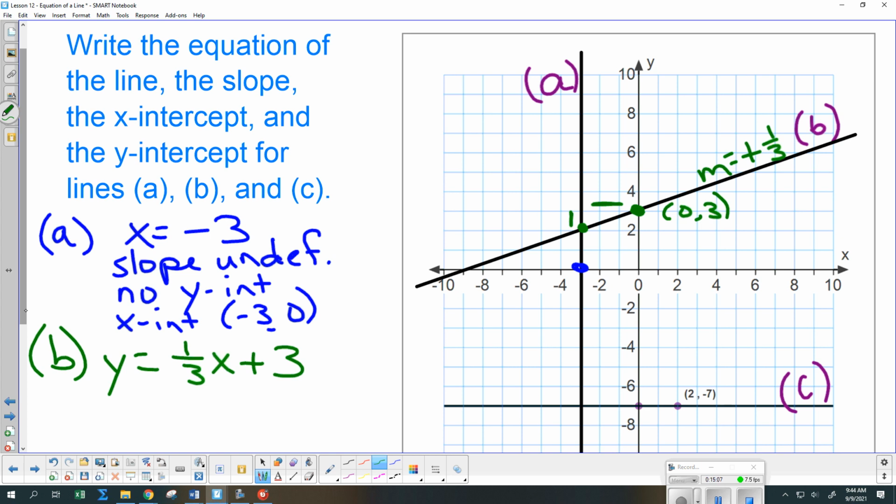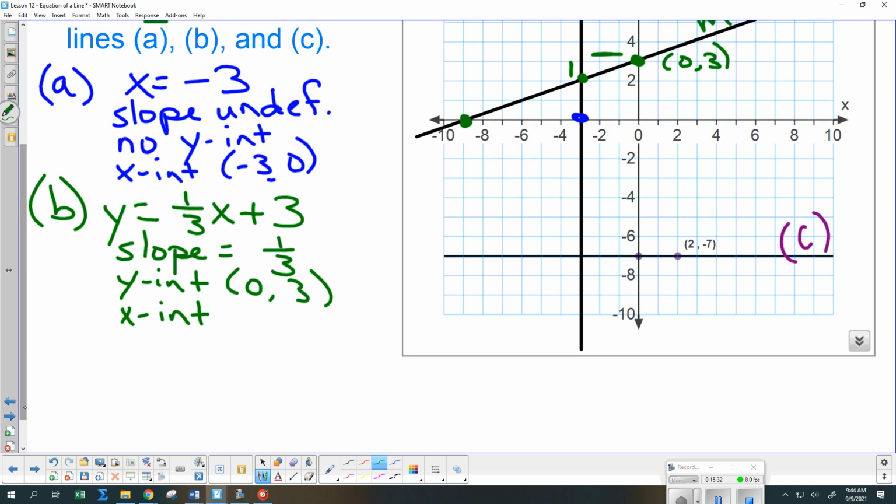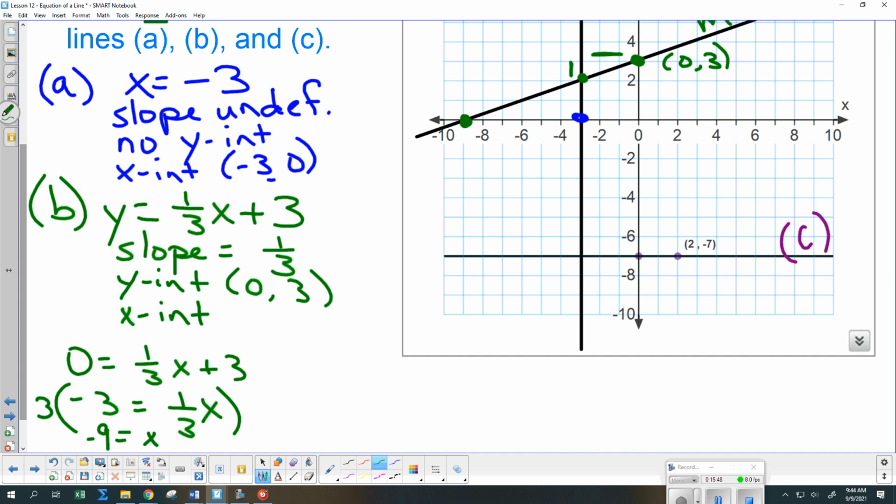Because my directions said to give the equation, the slope, and both intercepts, I also write down that the slope is positive 1/3. The y-intercept is (0, 3), and I need to get the x-intercept. I think it's -9 over here, but just to be sure, I could plug in y is 0: 0 equals 1/3 x plus 3. Subtract 3 on both sides, -3 is 1/3 times x, multiply both sides by 3, yes, x is -9, so I can say my x-intercept is (-9, 0).